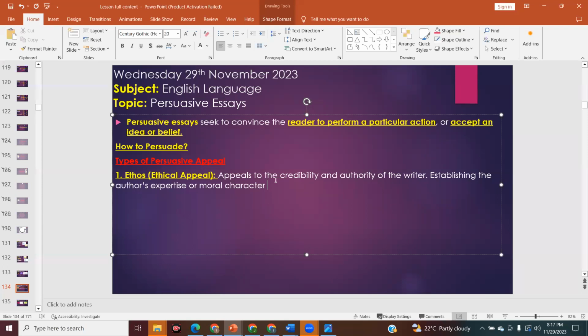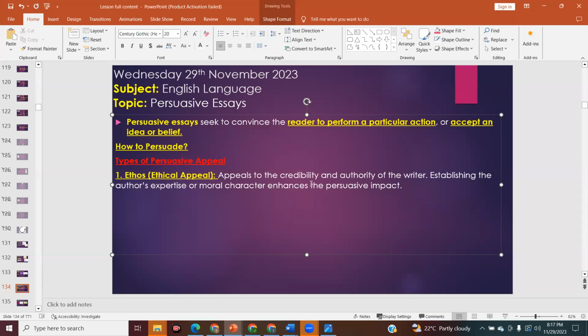All right. So establishing the author's expertise and moral character enhances the persuasive impact. Someone may say, man, you should watch this movie. Why? Because Denzel Washington is a part of the movie, and Denzel Washington is a good person, right? Or you need to watch this because there's a documentary on Miles Monroe and he was a good person. So you are appealing to the person's moral character as a reason why they should do the particular thing.